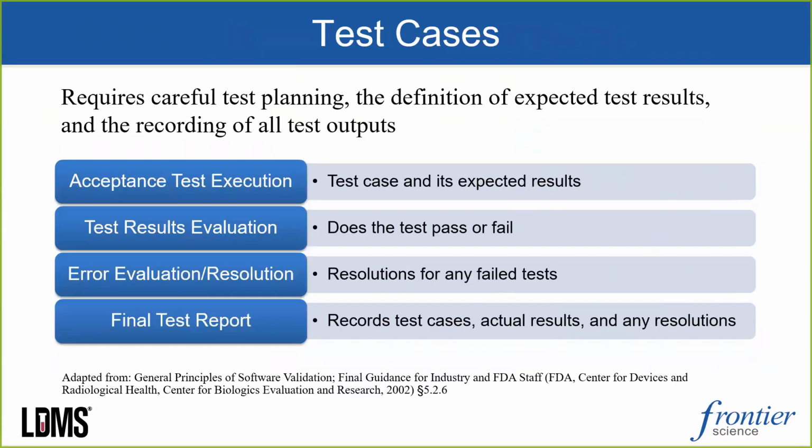So let's talk a little bit more about our test cases. This is the bulk of that documentation. So we have a list of our test cases and their expected results. We have the test results evaluation. So does that test pass or fail? The evaluation, so in resolution, so any resolution for a failed test, and then the test report records everything: the test case itself, the expected results, the actual results, and then any resolutions for those discrepancies between the expected and the actual.